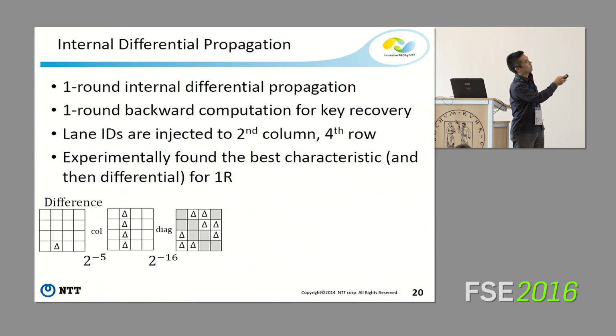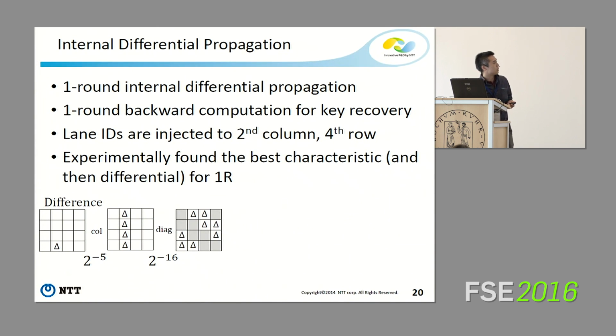Okay, in this attack, we make the differential trail for one round, and then we append one round of backward computation for key recovery, covering 2 rounds in total. In the forward direction, lane IDs are injected to the second column and the last row, so here. It's fixed. We want to propagate forward, and we experimentally found the best characteristic. After that, we also try some differential probability. This is the probability of the differential for just one round, and the probability is quite high.